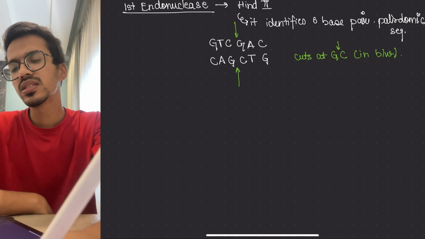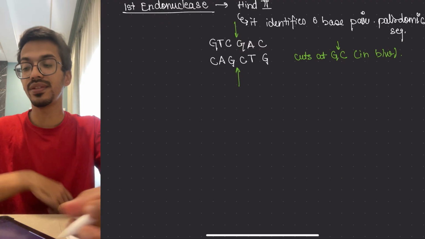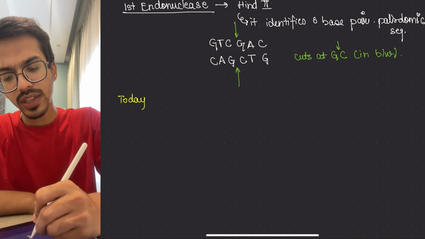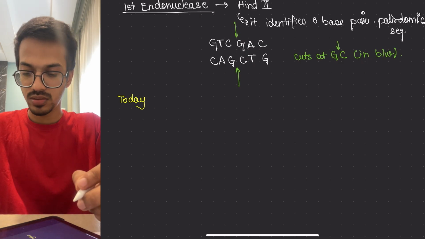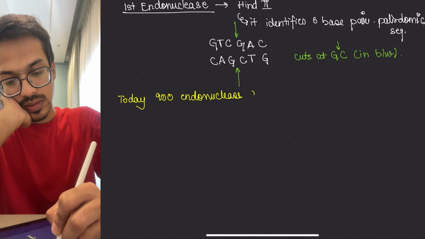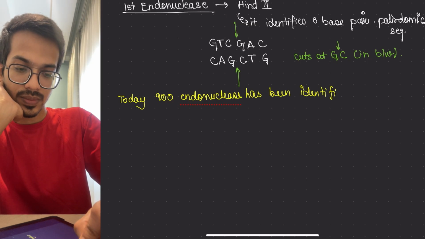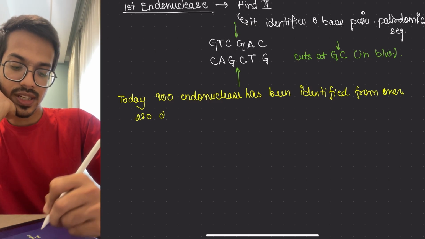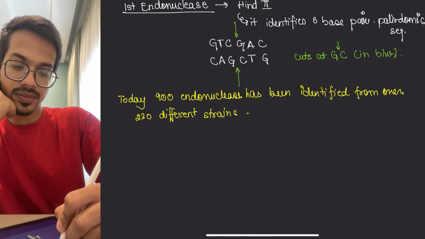But how many such endonucleases have been identified? 900 such endonucleases have been identified from over 230 different strains of bacteria. Today it will be more than that, we will understand.